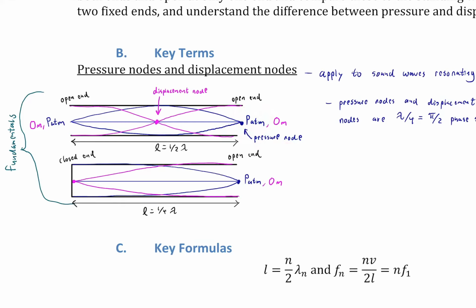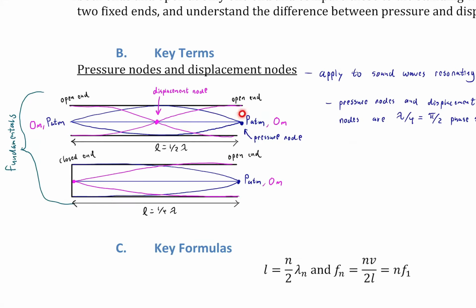Now, let's compare that to the idea of displacement shown in pink, because the displacement has a node at the middle. What does displacement represent? Well, displacement actually describes the back and forth motion of the molecules that compose the gas through which the sound wave is traveling. So the idea is that in the middle of the pipe, the actual molecules can't move back and forth. They are varying between maximum pressure and minimum pressure, but they're stuck in place. There's no actual back and forth motion of those molecules.